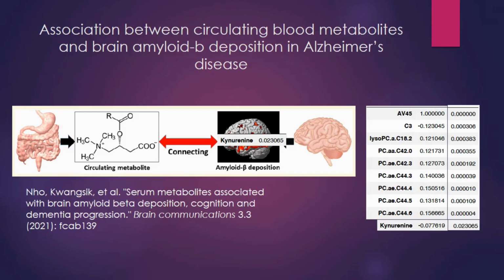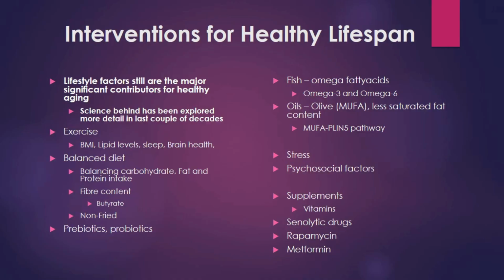This highlights research connecting specific circulating metabolites directly to amyloid beta deposition in brain. Interventions for healthy lifespan. This slide lists key lifestyle interventions including exercise, managing body mass index, getting enough sleep, reducing stress, and consuming a balanced diet rich in fiber and monounsaturated fatty acid-rich oils like olive oil and omega-3s.